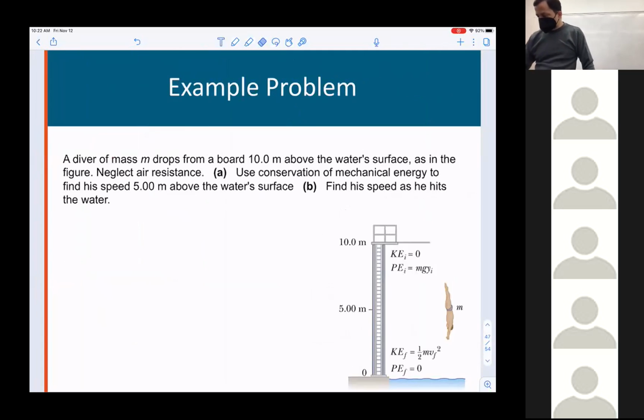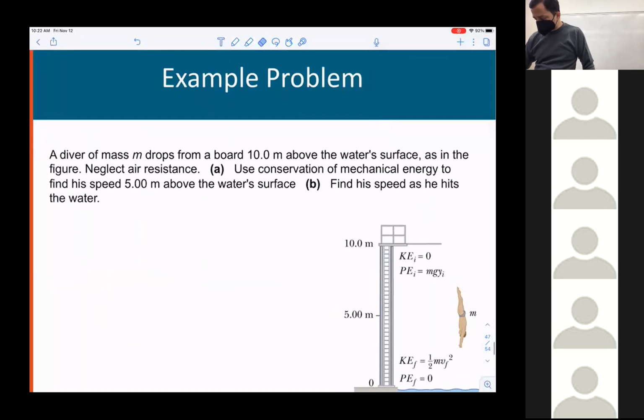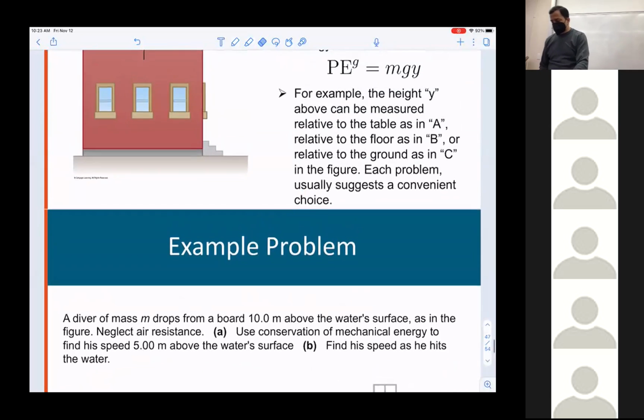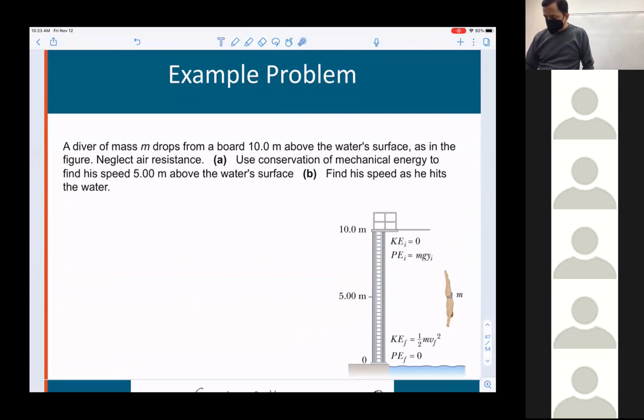So let's look at an example. I'll slow it down and we'll do this problem here. We are told that there is a diver of mass m, and he drops from a board 10 meters above the ground. Notice that over here in this picture, they've already drawn a coordinate system. They've already called this ground over here y equaling 0. This is y equaling 5 meters, and the height of the board is 10 meters. So if we work with this coordinate system, we've already chosen our reference level, so that the mgy of this diver will be 0 when he hits the water, because that's where y equals 0.